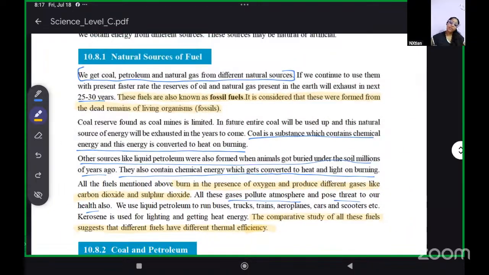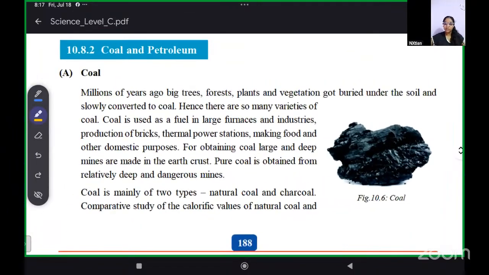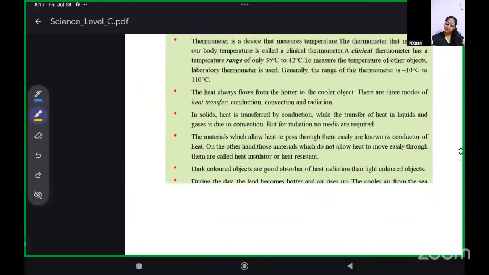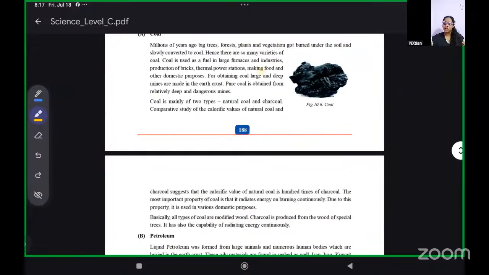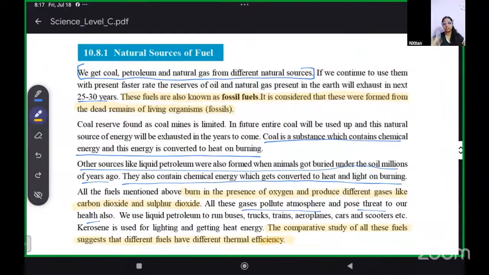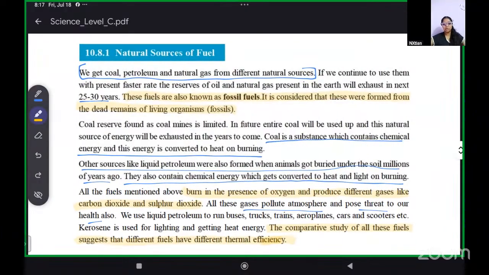So tomorrow, Monday, we are going to do coal and petroleum, which are the two natural sources. In this lesson, we majorly have the natural sources. Artificial sources are not really covered, but I'll tell you about it in brief: what the artificial sources are and what their uses are.